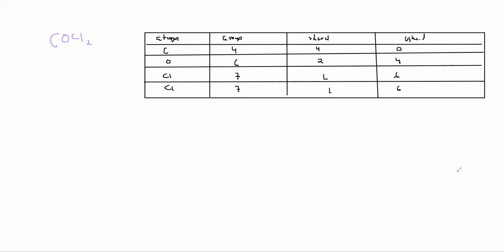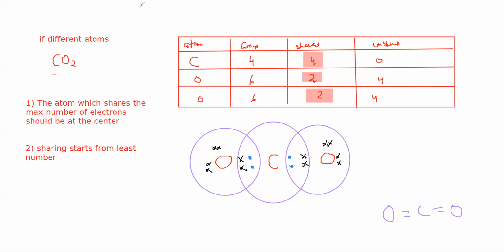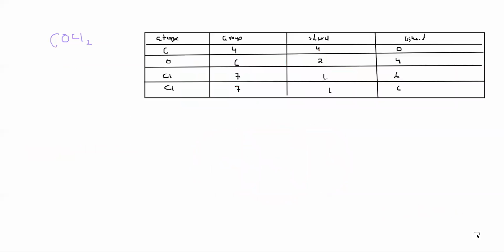Then what will we draw? We'll draw the atom which shares the least number first. The atom which shares the maximum number should be at the center, and the atom which shares the least number will start sharing from that one. So which one should I draw in the center? I have carbon, oxygen and chlorine. Which one should be the center? The atom which shares the maximum number should be at the center. Carbon, oxygen or chlorine, which shares the maximum number?